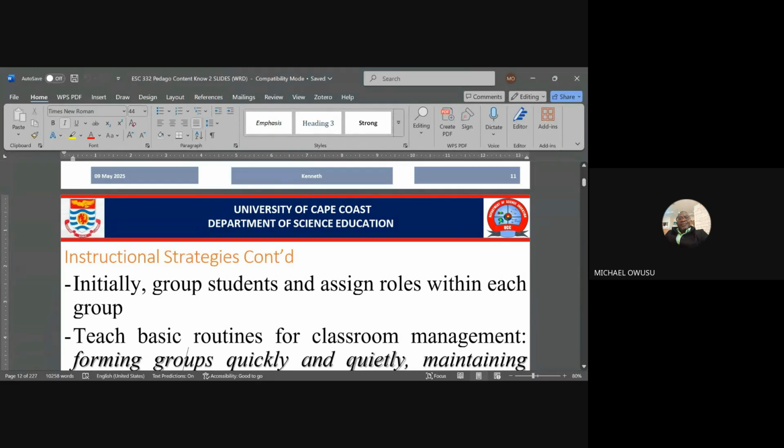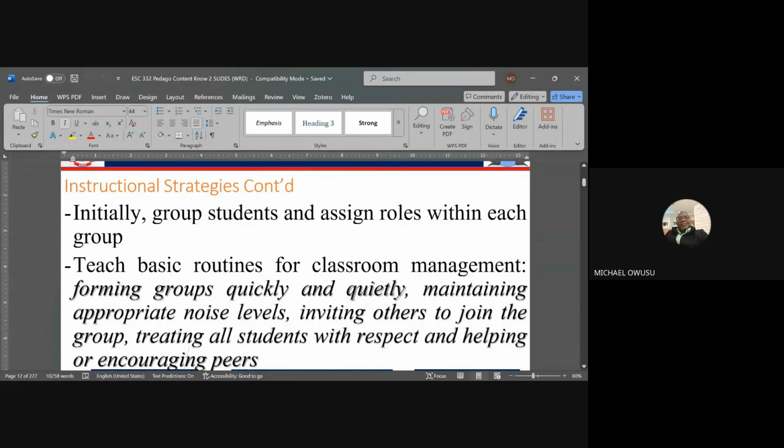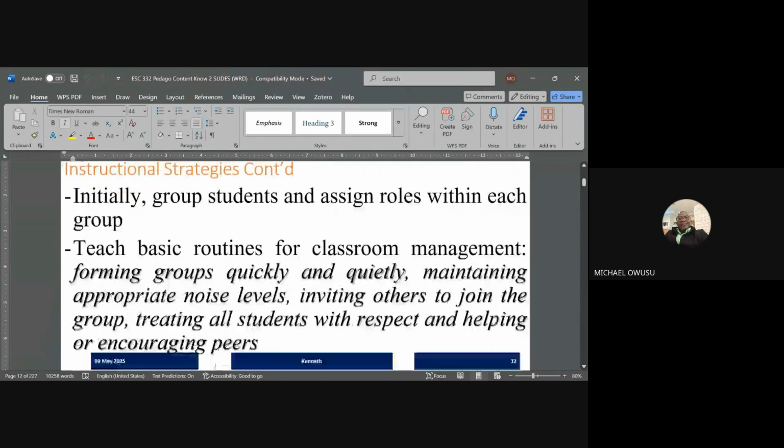And then sometimes you need to also teach them the basic routines for class management. Let them know the rules in the class or in the group. The basic routines of classroom management should be there: forming groups quickly and quietly, maintaining appropriate noise level, inviting others to join the group, treating all students with respect, and helping or encouraging peers. All these things are basic classroom rules.